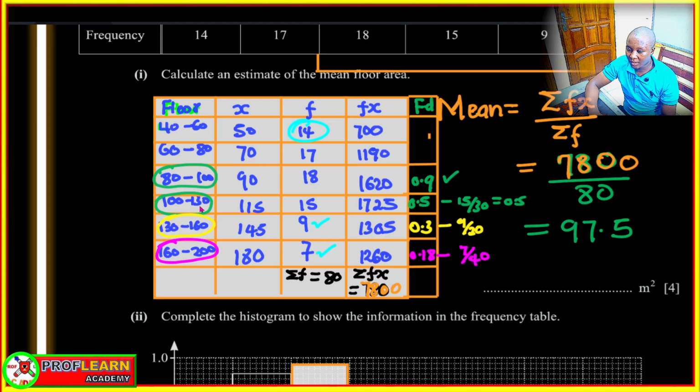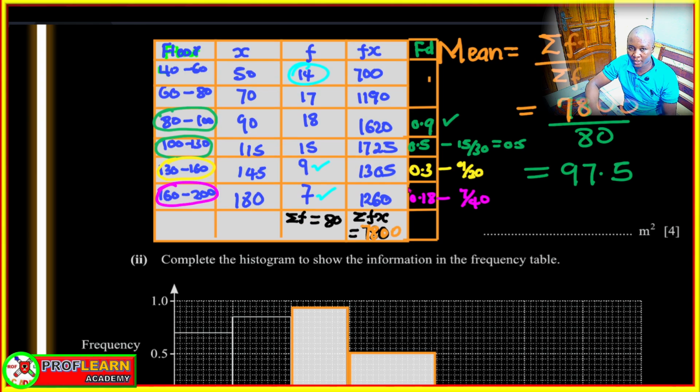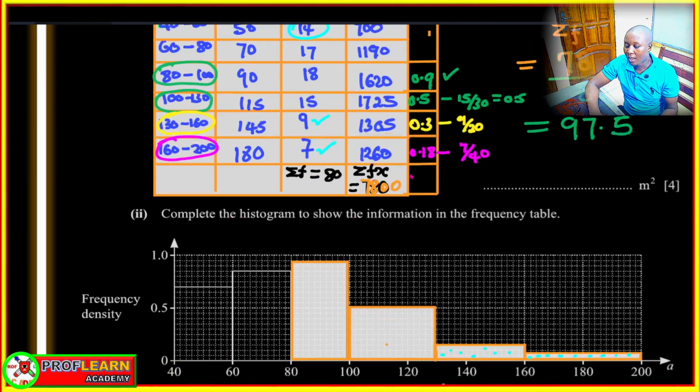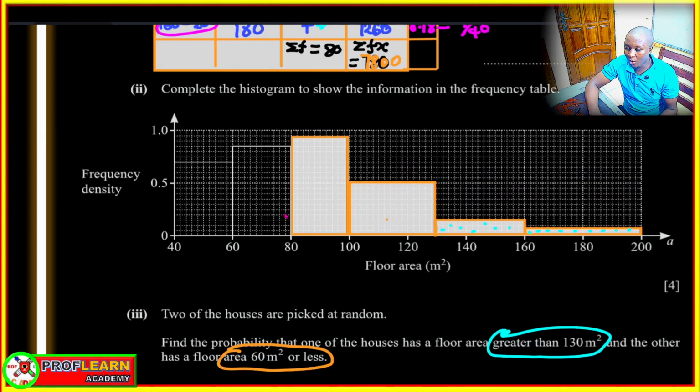And then class size here is basically 30. 15 divided by 30, we get 0.5. Then you complete that frequency density column, and then you will be able to draw your graph as shown there. So you'll have your histogram well drawn. What you need to understand is the formula that is used to calculate the frequency density at that given point.